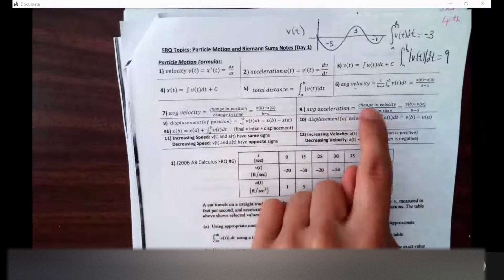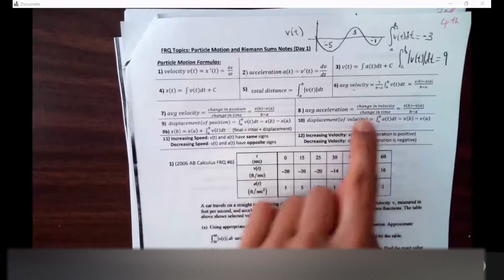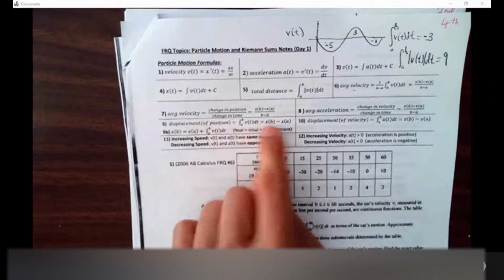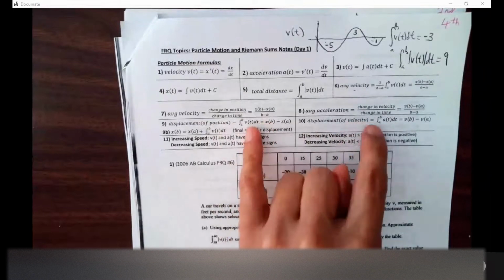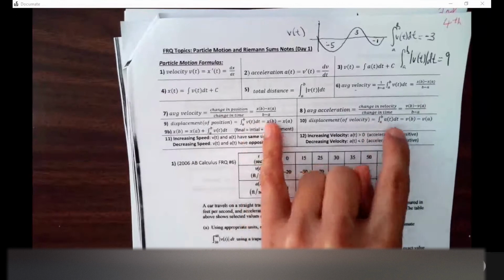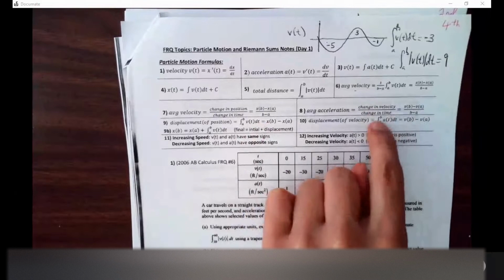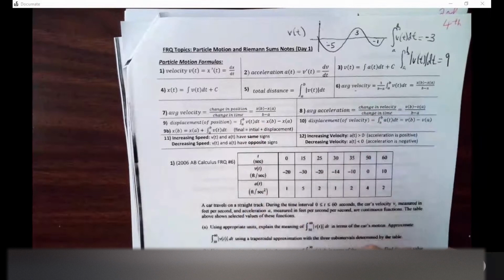Average acceleration is just change in velocity over change in time, just the slope of your velocity function. Displacement of position, these are both just applications of the first theorem. We know the integral of velocity is going to move up to position. We know the integral of acceleration will move up to velocity, and that's just plug in the bounds if they're available for us to plug in.